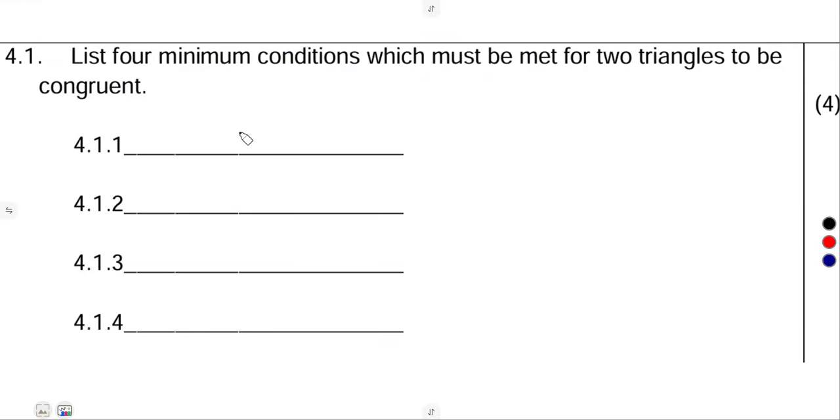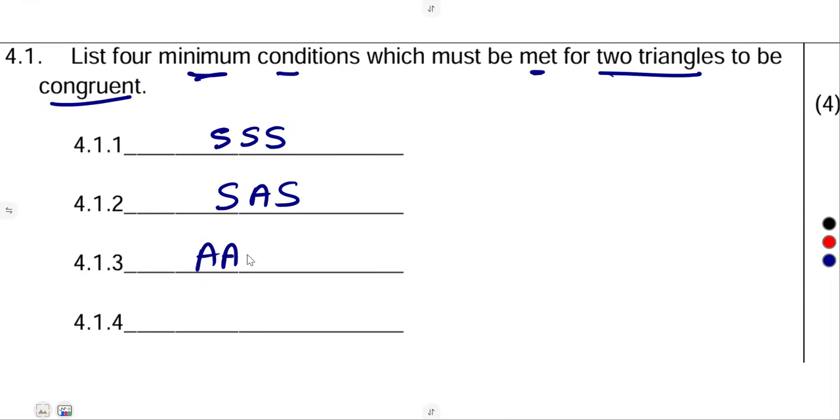On question 4, we are given the minimum conditions which must be met for 2 triangles to be congruent. If we say 2 triangles are congruent, those are the conditions, the reasons that you put there. When you are writing your answers, which reasons do you use? Remember, we talk about side, side, side. We talk about side, angle, side. We talk about angle, angle, side, which can be referred to as side, angle, angle, which can also be referred to as angle, side, angle.